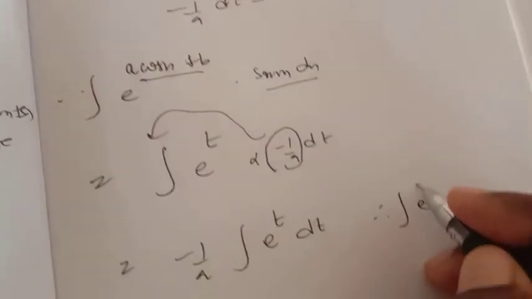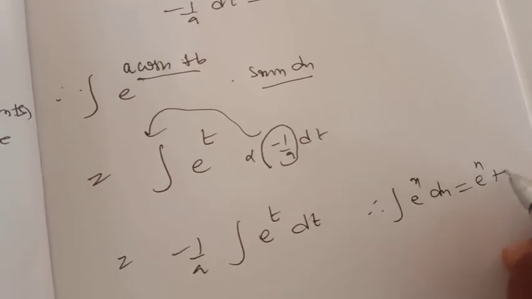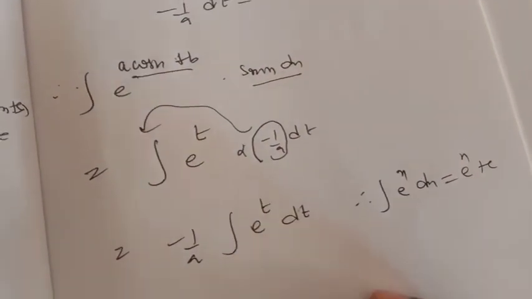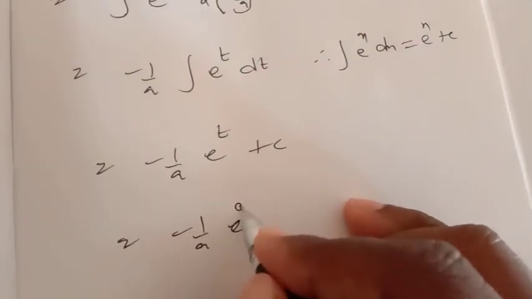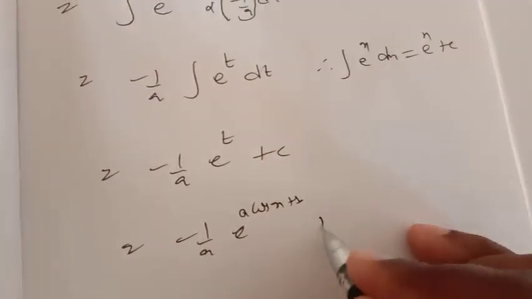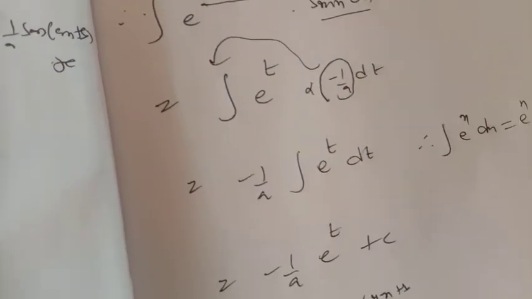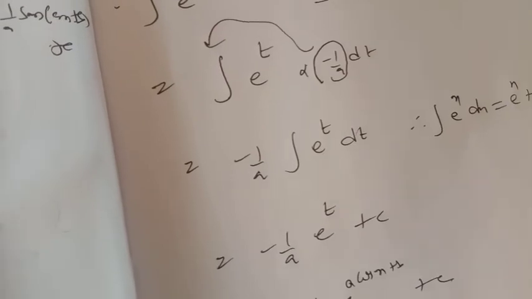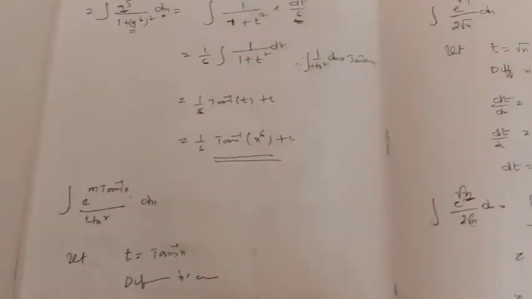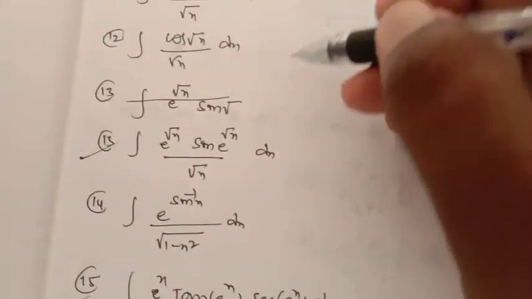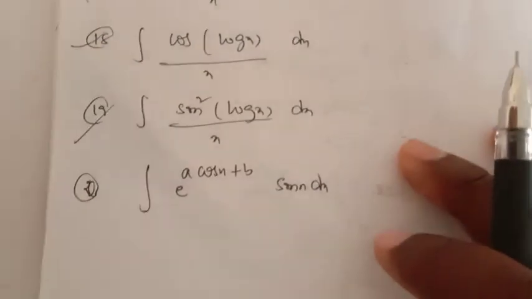Here we have integral e power x into dx equal to e power x plus c, that is minus 1 by a into e power t plus c. Here substitute the t value, we get minus 1 by a into e power (a cos x plus b) plus c, which is the answer of this problem. You can solve the remaining problems. If you have any doubts, ask me and clarify your doubts.